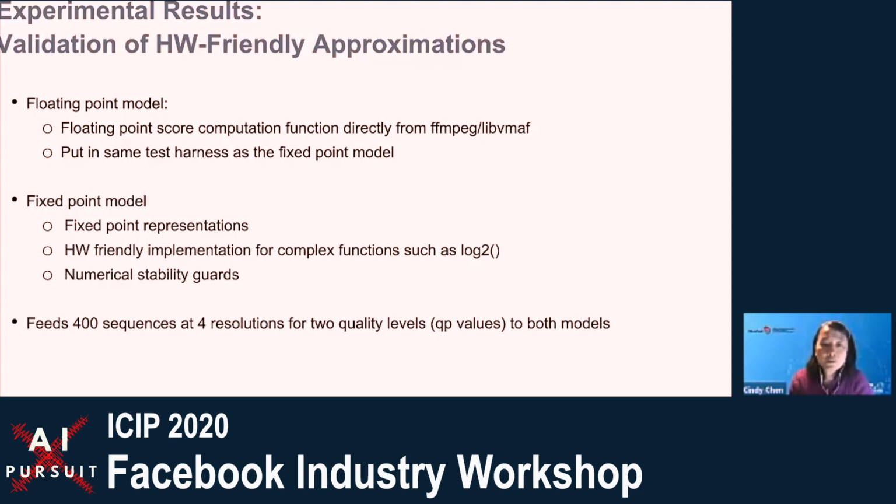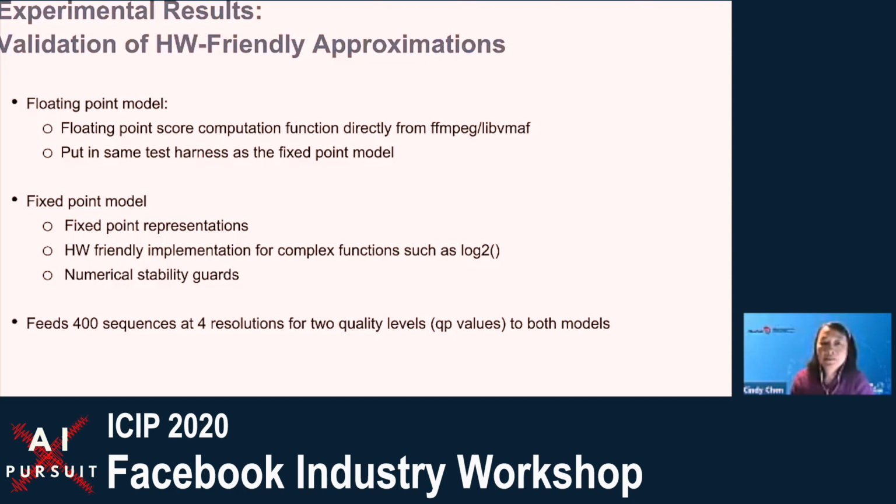So in order to compare how our hardware-friendly implementation compares with the reference software, we built 2 simulation models, the floating point model and the fixed point model. The fixed point model contains all the hardware-friendly alterations we described, which include fixed point representation, approximation to the log functions, and various numerical stability guards. The floating point model is built by directly taking the floating point score computation functions from the reference software and putting them in the same test harness as the fixed point model, so both models receive the same input images. We then feed 400 sequences of video and their transcoded versions to these 2 models. We then compare the difference between the scores reported by these 2 models.